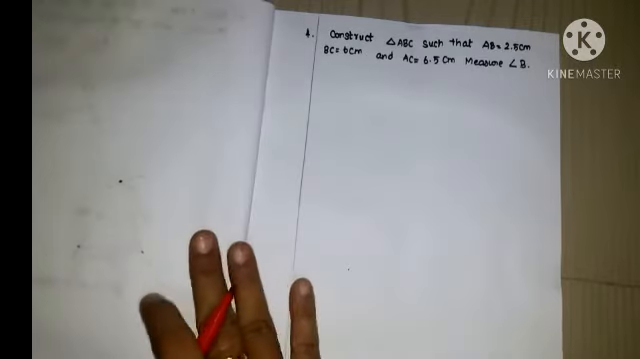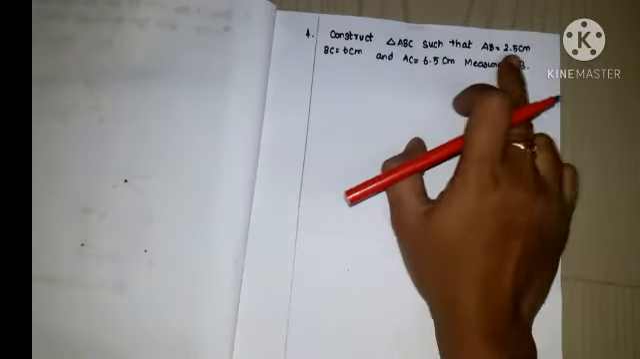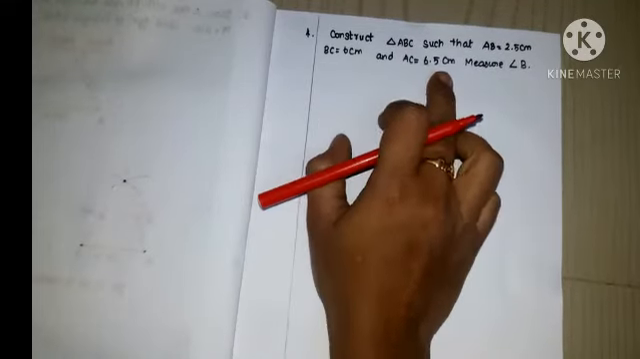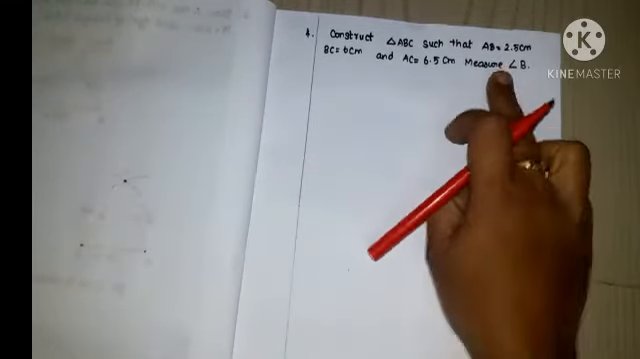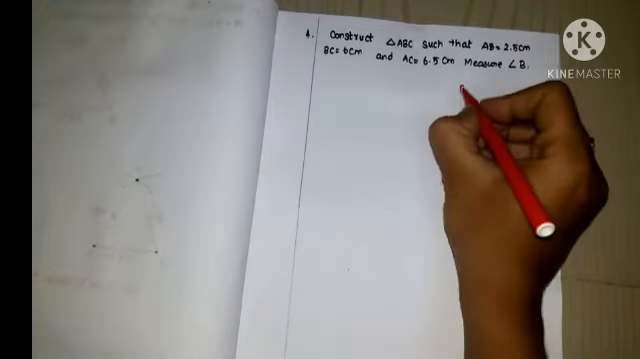See the fourth question. Construct a triangle ABC such that AB is equal to 2.5 cm, BC is equal to 6 cm and AC is equal to 6.5 cm. We have to measure the angle, which means by using the protractor only we are able to measure it. Okay, so again I go with the rough sketch.